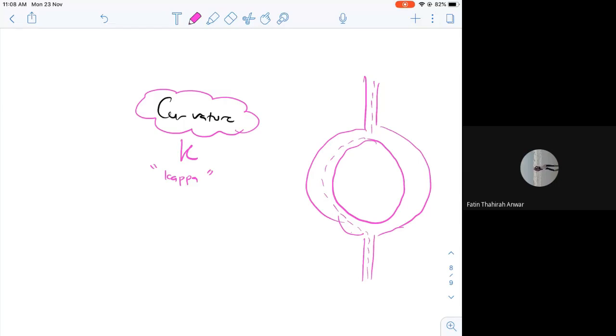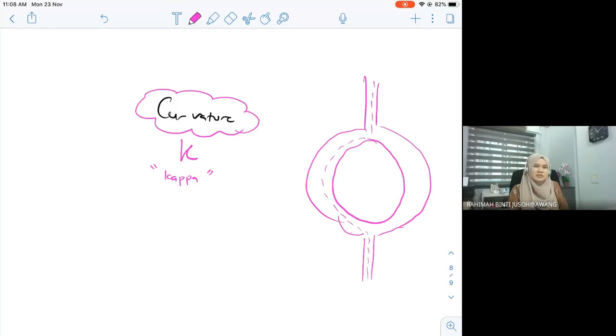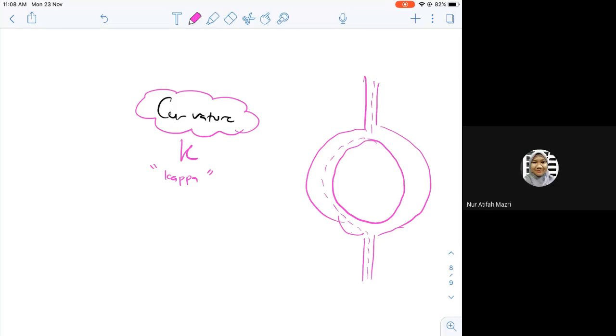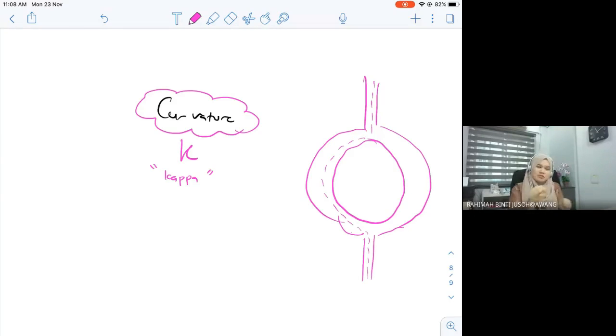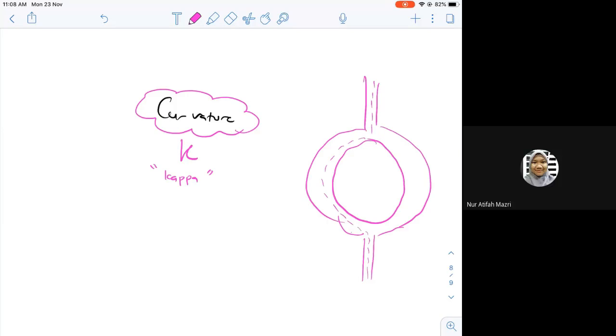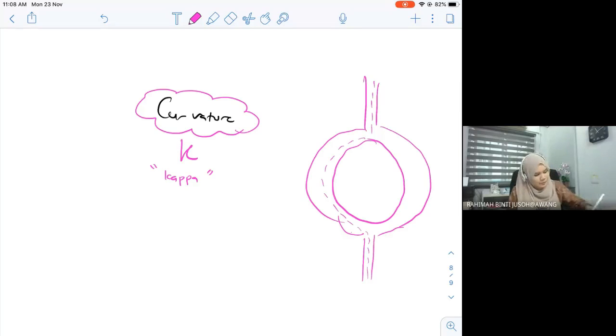Besar. Kecil. Pernah bawa basikal tak? Pusing steering basikal tu, you akan pusing sikit-sikit je kan sebab round box tu besar. Faham tak? Betul. So kita akan pusing sikit je kan? Okay.